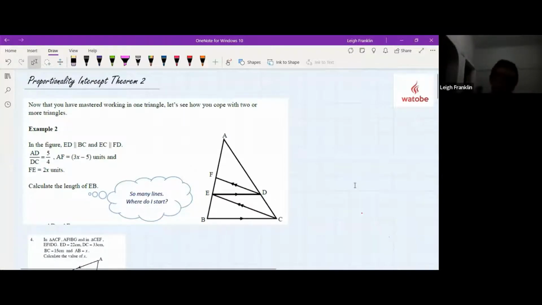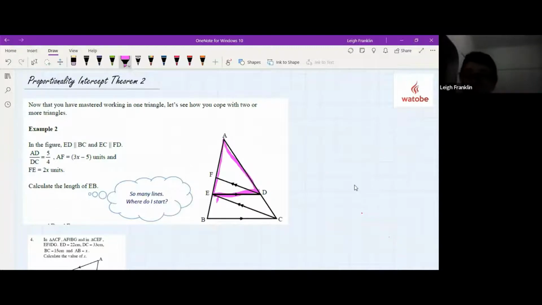Okay, so the best thing that you can do for yourselves to help you answer questions like this is identify which triangles you can work in, because you cannot just apply the proportionality intercept theorem to any old triangle. For example, AED is a triangle, but why can I not apply the proportionality intercept theorem to this triangle? Why won't it work? Can anyone tell me? There's only one parallel line. Absolutely, and it's not even parallel to one of the sides.